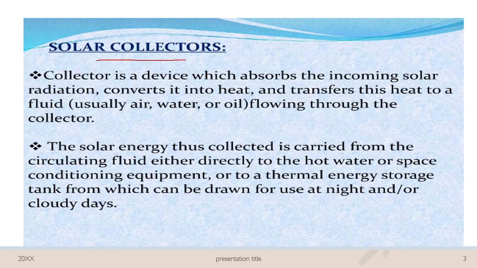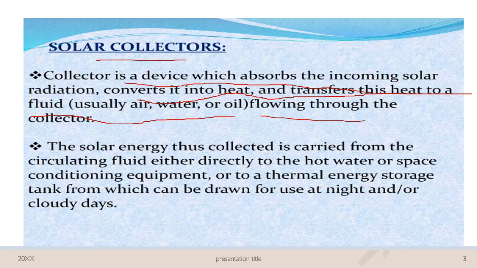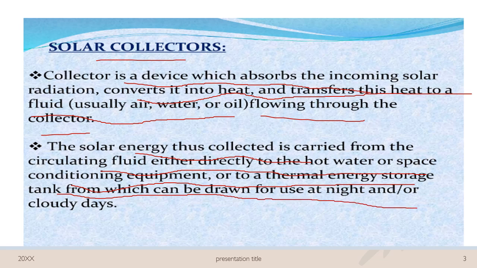Solar collector. A solar collector is a device which absorbs the incoming solar radiation, converts it into heat, and transfers this heat to a fluid, usually air, water, or oil, flowing through the collector. The solar energy thus collected is carried from the circulating fluid either directly to the hot water or space conditioning equipment, or to a thermal energy storage tank from which it can be drawn for use at night and on cloudy days.